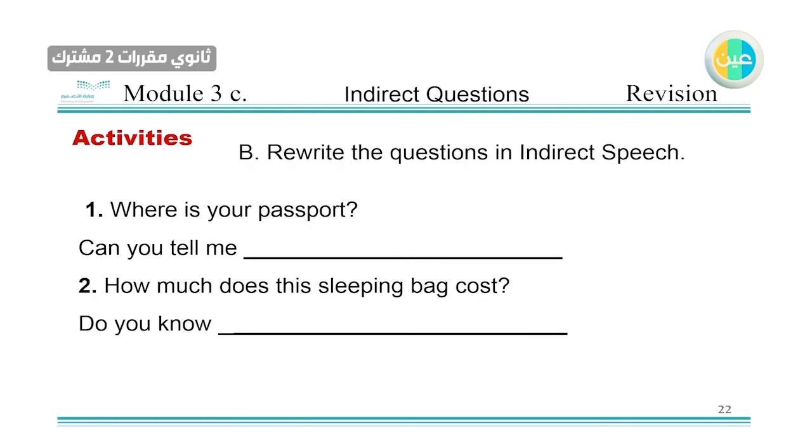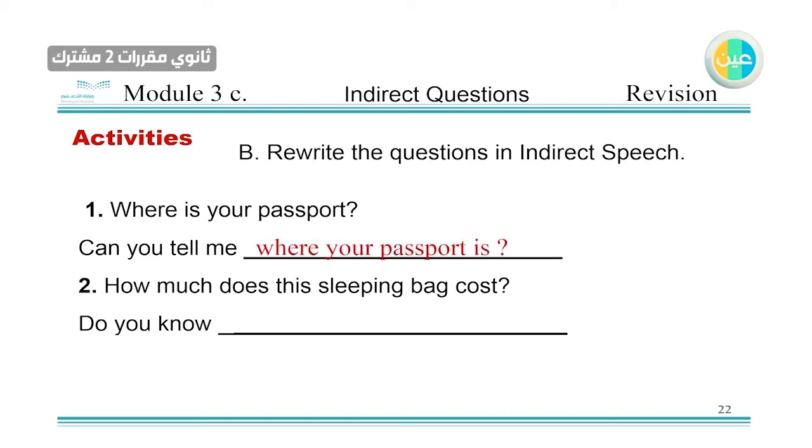Now to rewrite the indirect questions, you have two questions: a WH question with a verb to be, and a second one also a WH question but with does. I put the indirect question openers for you, like "can you tell me" and "do you know." All you have to do is complete them, and I'm going to pause for a second, and then these are the answers.